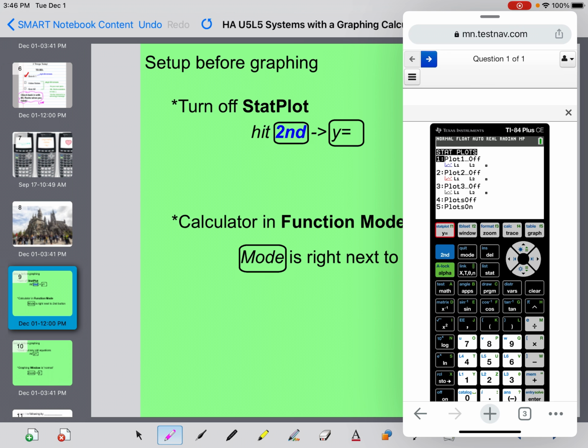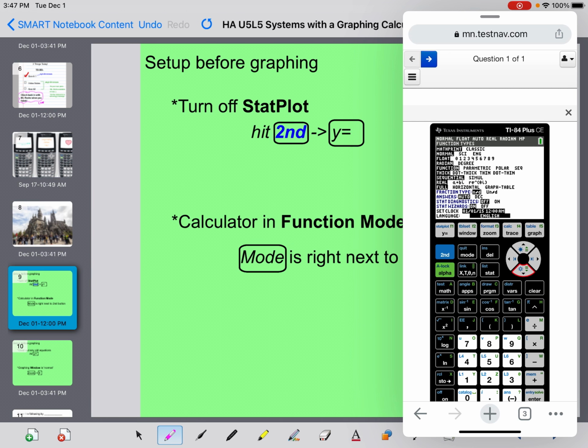Additionally, we want to make sure that we're in function mode because we're working with functions here. Mode is right next to the second button here. So if you go to your second button and then go down, there we go. There's radian, and then there's function, and we just want to make sure that that is highlighted. If it's not, go over to it and hit enter, and it should be highlighted after that.